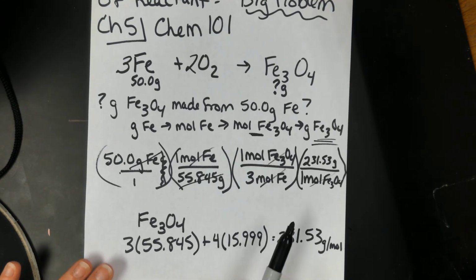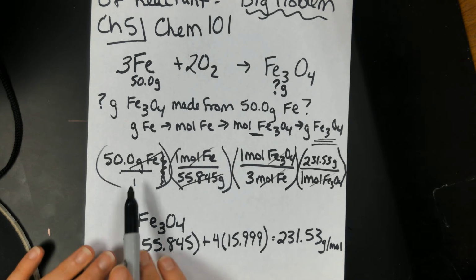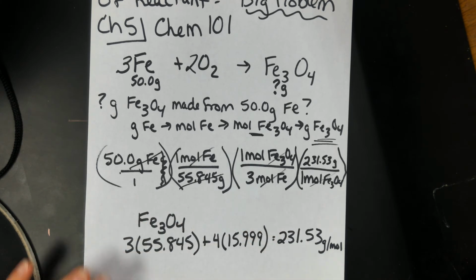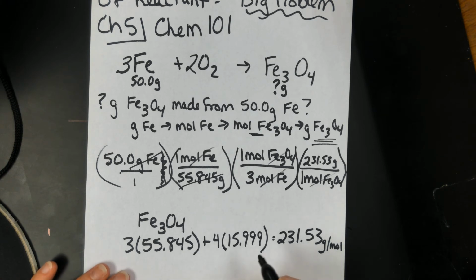How do I figure this out? I multiply 50 times 231.53. I divide that by 55.845 and 3, so I get 69.09.